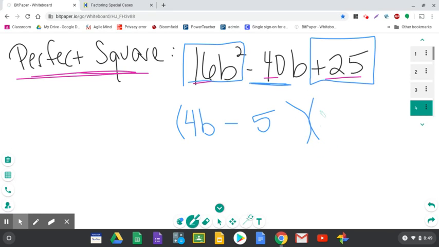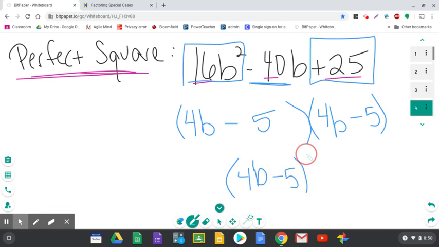Now, you can write it twice, or you can use the shortcut, which is 4b minus 5 to the second power. So that's acceptable. Or, because you're multiplying something by itself, we can just write it once, 4b minus 5 to the second power.